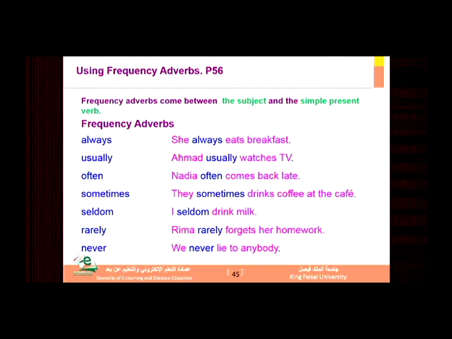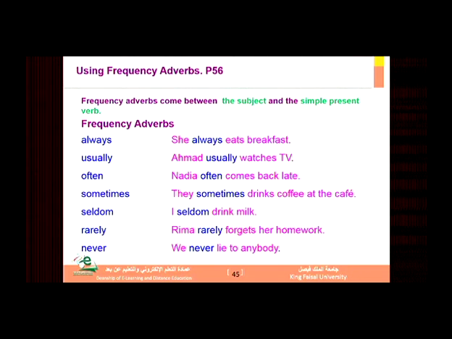So if you look at these simple examples, some examples of the frequency adverbs: always, usually, often, sometimes, seldom, rarely, and never. She always eats breakfast. Now if you look at the subject, she, and this is the verb eats, the adverb always comes between the subject and the verb. She always eats breakfast. We cannot say she eats always breakfast. So the adverb comes between the subject and the verb.